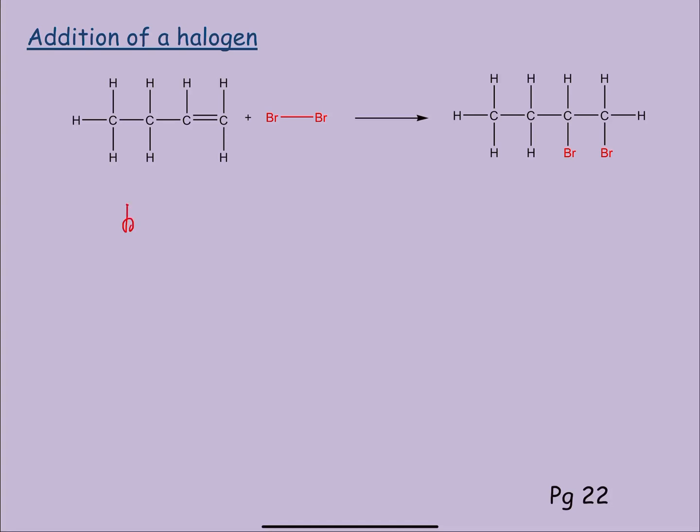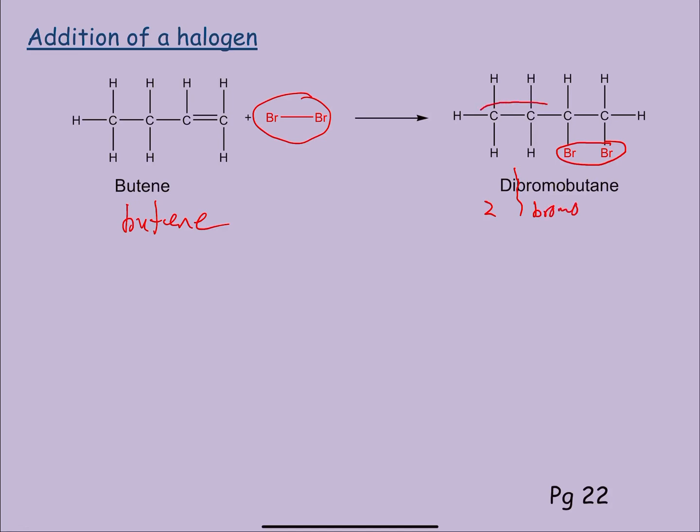So let's start off with butene again. This time we're adding diatomic bromine, and we are making dibromobutane. Remember, di means two, so that part means two. Bromo is because you've added bromine in, and it's butane because there are 4 carbons there. Dibromobutane.